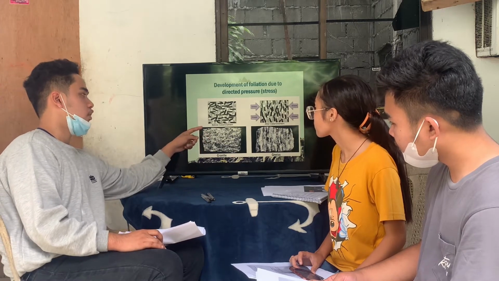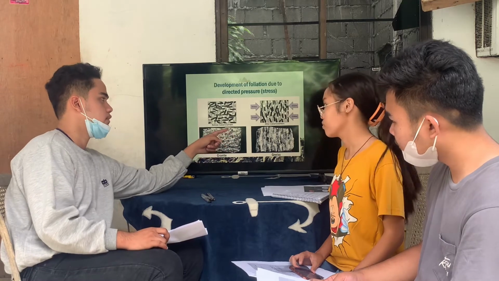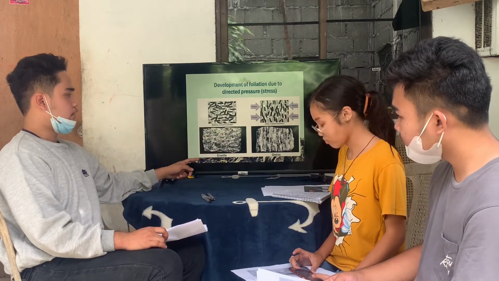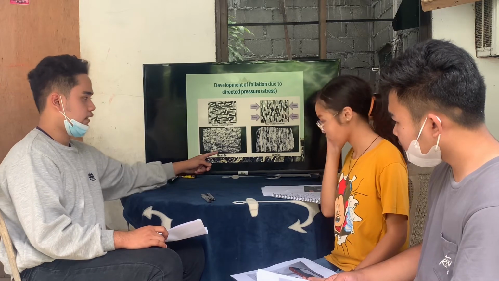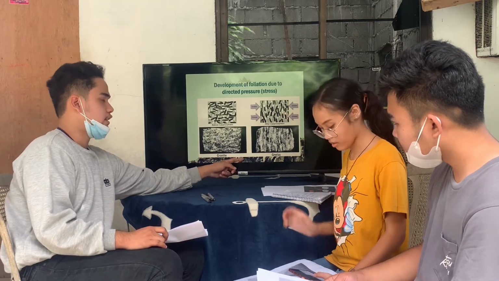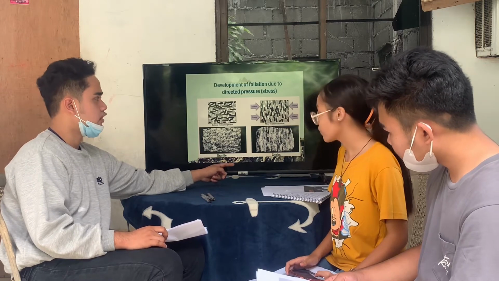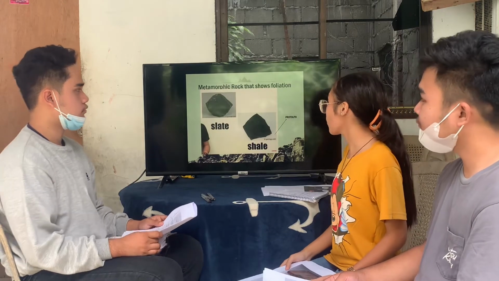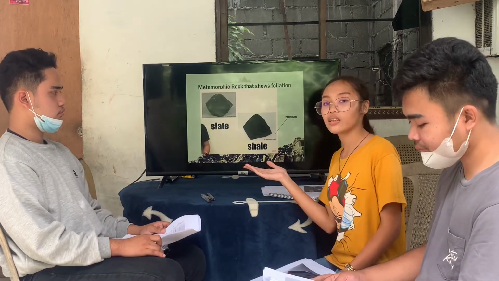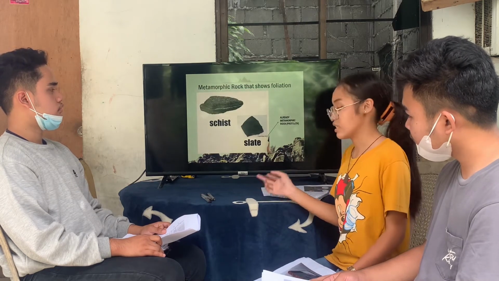Here is before metamorphism and after metamorphism. For example, before metamorphism, we have granite. After, it became gneiss because it is subjected to directed pressure and stress. Metamorphic rocks that show variation: slate, shale, schist.